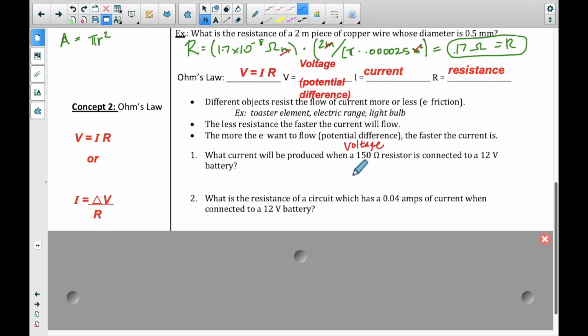So, what current will be produced when a 150 ohm resistor is connected to a 12 volt battery? Okay, I is current. So I'm going to use this bottom one because it's already set up for I. I'm going to take my 12 volts, divide by my 150 ohms, and divide that on my calculator. Take a second to take out your calculator. That answer is given to us in amps, and amps is just a capital A, so we would say 0.08 A. That's 0.08 amps. That's how much current you will have if you have a 150 ohm resistor and a 12 volt battery.